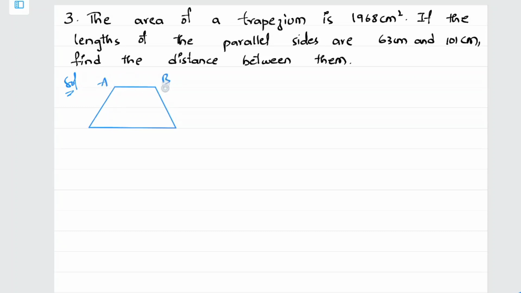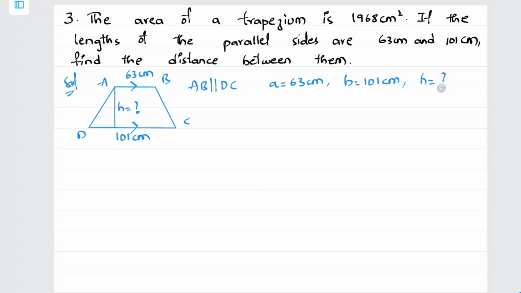Let's take this as ABCD, and AB is parallel to DC. The parallel sides, the shorter one is 63 centimeters and the longer one is 101 centimeters, and the distance between the parallel sides, H, is not given, we have to find. So A is 63 centimeters and B is 101 centimeters. We don't know the height, we have to find the height.